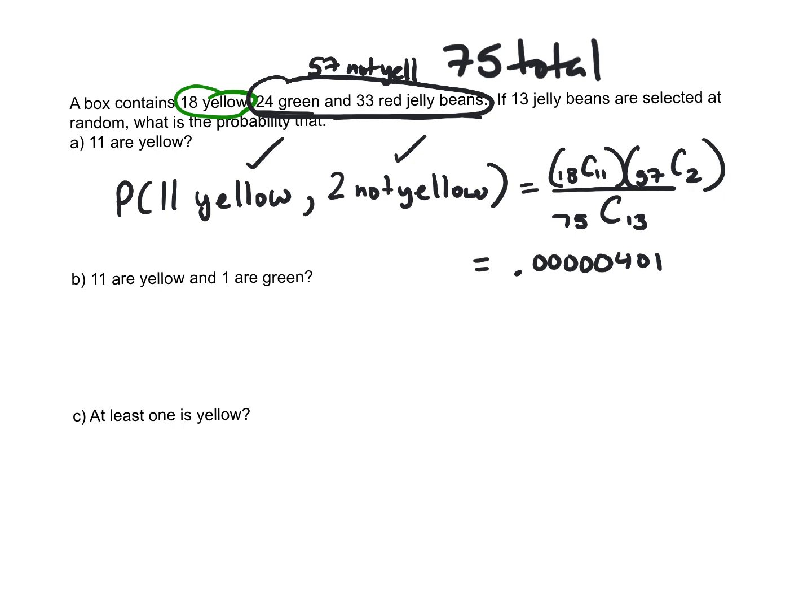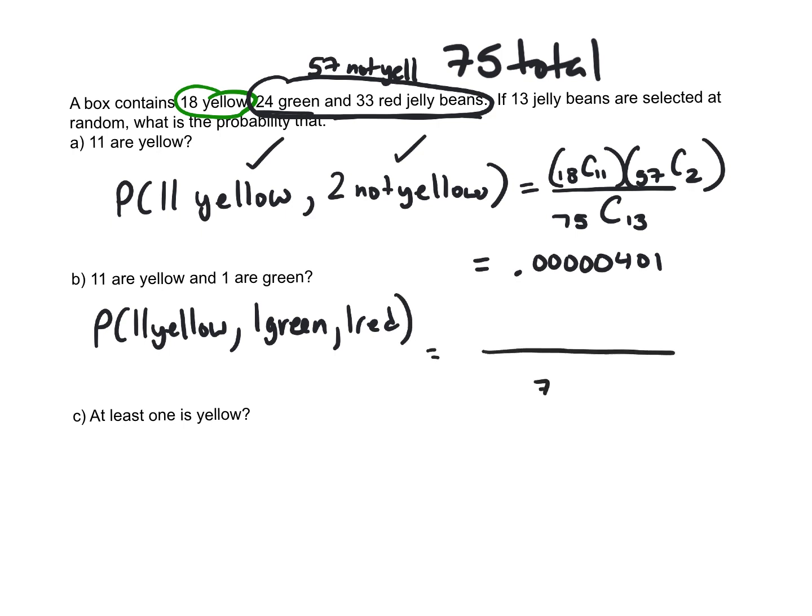Now conversely, let's look at B. B says I want 11 yellow and 1 green. We're still picking 13 beans, and there's still 1 unaccounted for. If it's not yellow and it's not green, it would obviously have to be red. So there's 1 red, and now we're specifying what they're all going to be. The only difference in this one is that we still do 75 choose 13, and on the top we do 18 choose 11.